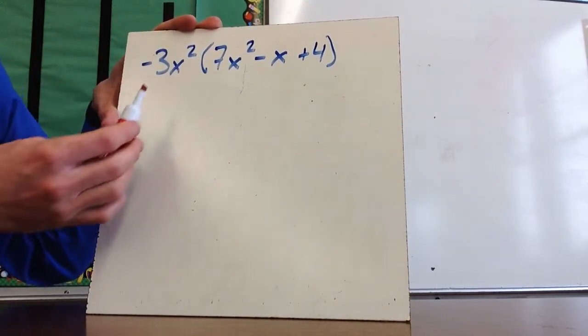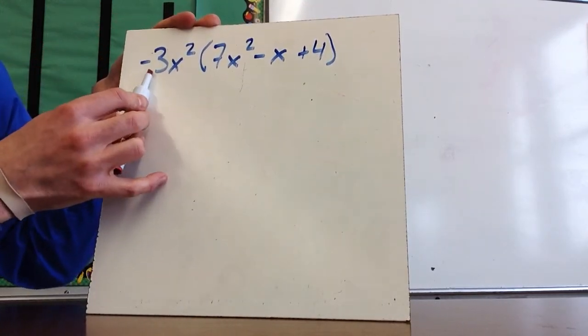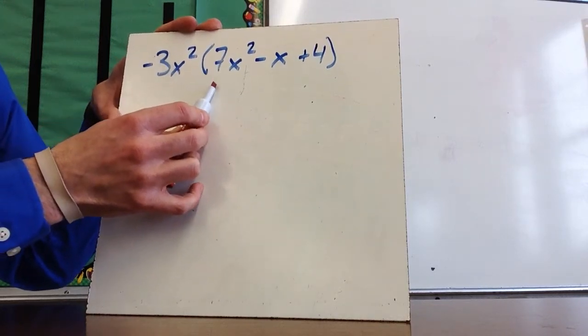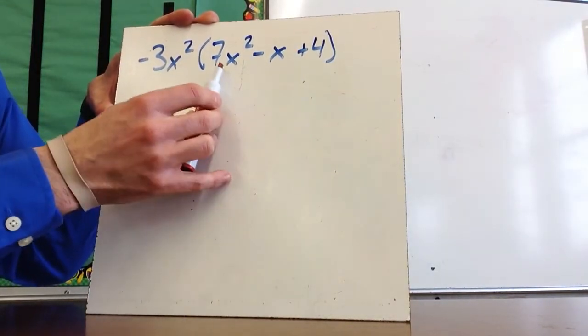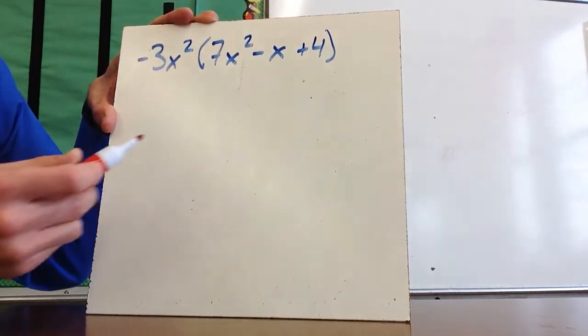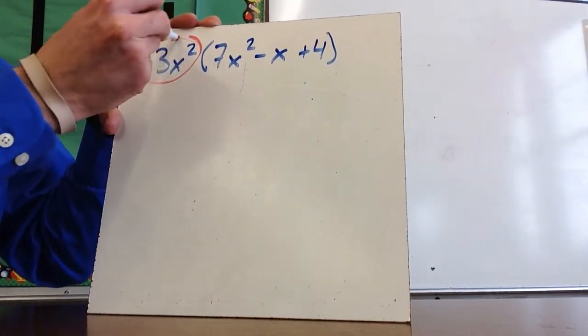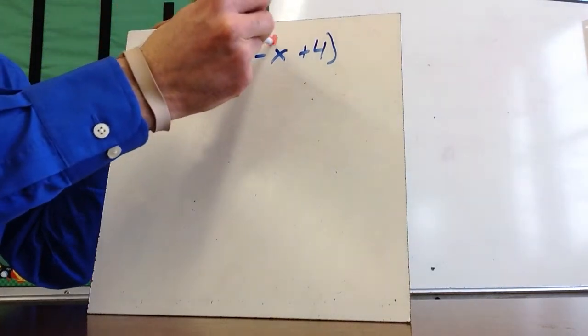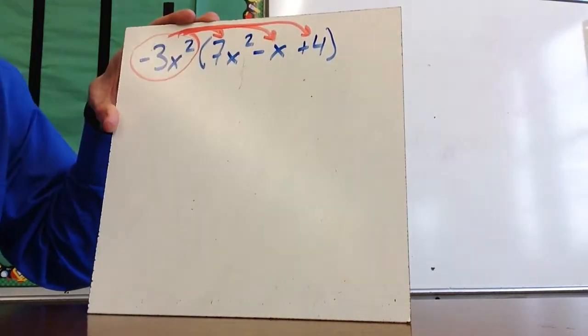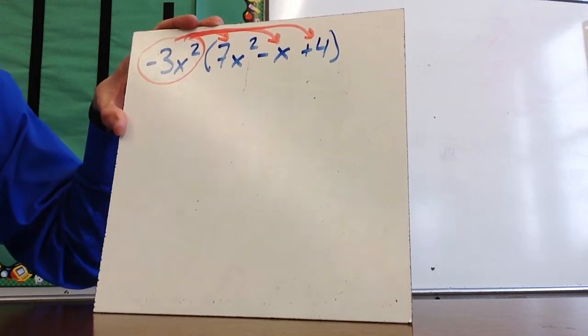So basically, if I'm going to take this, which is a monomial, negative 3x squared, I'm going to multiply it to the polynomial, which is inside of the parentheses, 7x squared minus x plus 4. And if you remember, we're going to end up using the distributive property, which is a property that we're becoming fairly comfortable with at this point.